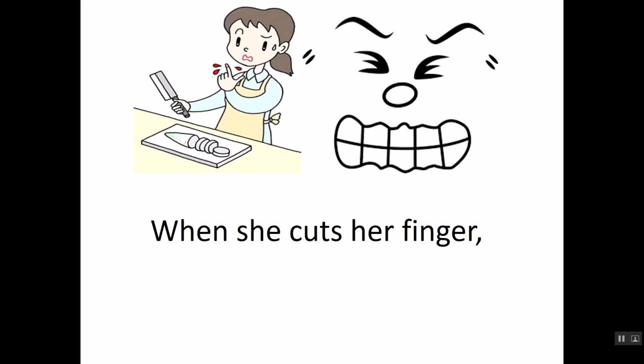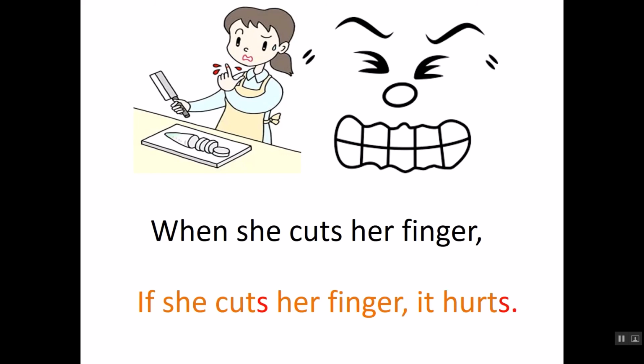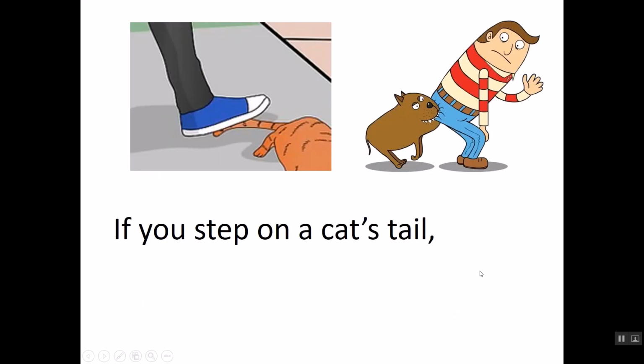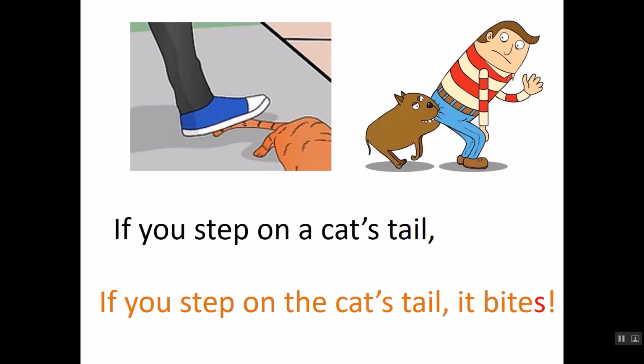Okay, so when she cuts her finger, what happens? It hurts. Here you can have when. Sometimes you can use when in conditionals: when she cuts her finger. If she cuts her finger, it hurts. All right, last one. If you step on a cat's tail, what happens? It bites you. If you step on the cat's tail, it bites you.